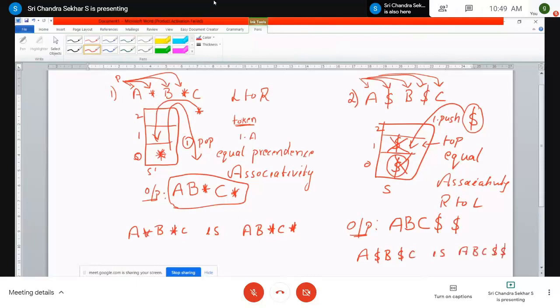Whenever the operators have equal precedence and they are left to right associativity, an equal precedence operator cannot lie on top of the other operator. So you have to perform two operations. One is pop and place it in the output, and then you have to push the element. The second operation is push, right? Pop and push. Whereas if you come to equal precedence operators which have right to left associativity, the equal precedence operators can lie on the other operators. So there exists only one operation, that is push. So you have to push the new operator.